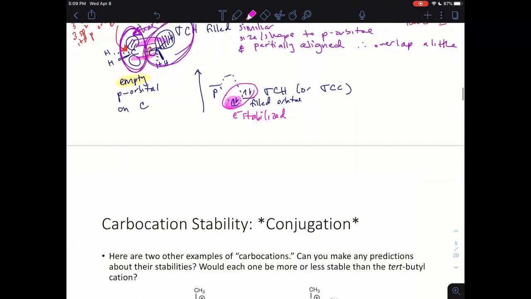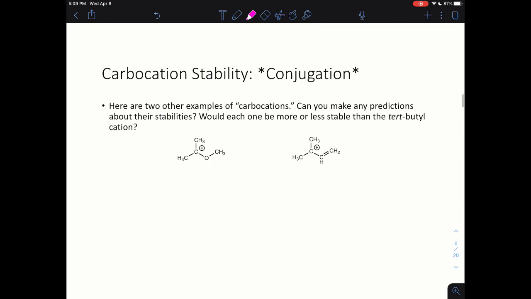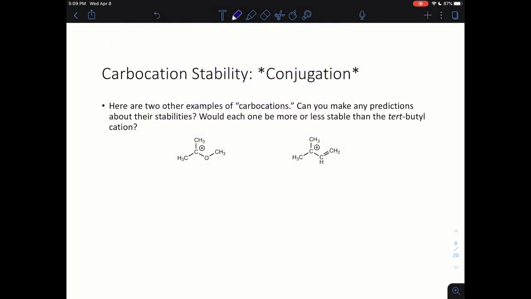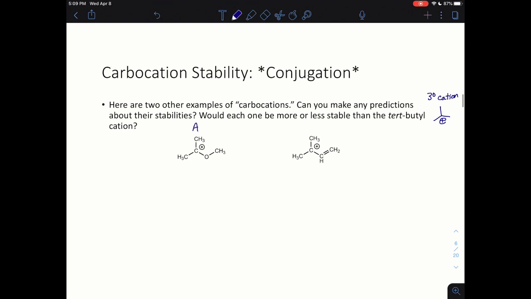Now let's look at some more examples of carbocations. So here are two carbocations, and I want you to consider their stabilities. Specifically, I want to know, are they more or less stable than the tert-butyl cation? This was that tertiary cation that was maximally stabilized by hyperconjugation on the previous slide. So are these, we'll call them A and B, more or less stable than the tert-butyl cation?